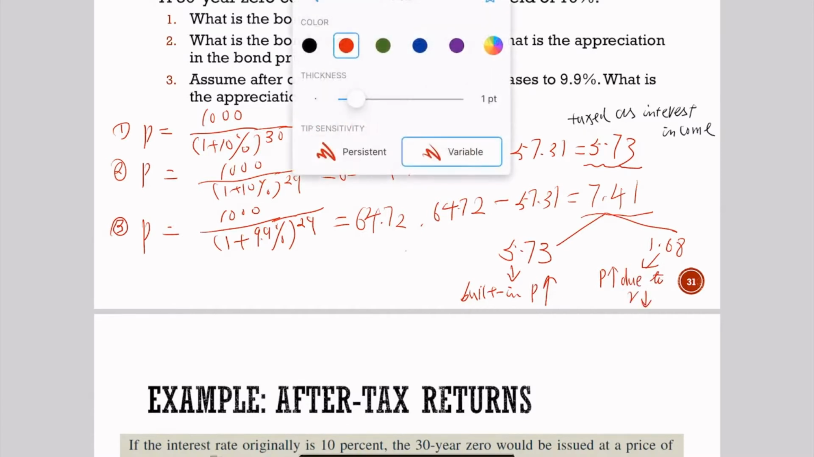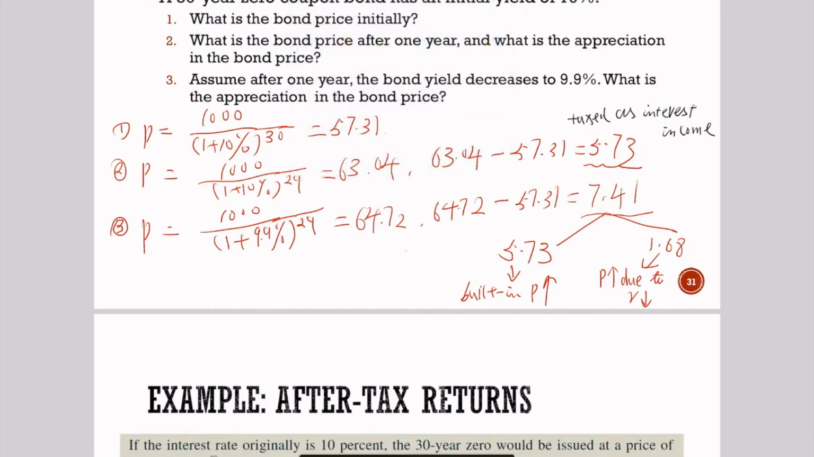Now, obviously, the Canada Revenue Agency would consider these two components as different. So this 5.73 will be taxed as interest income, and this $1.68 will be taxed as capital gain.